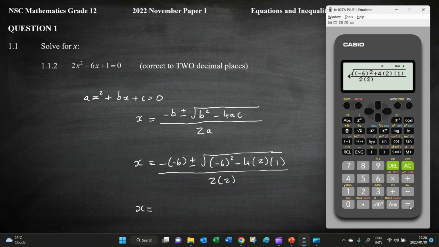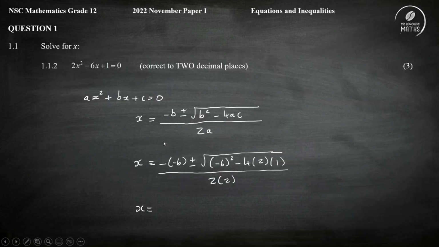Right, once all those numbers are entered in correctly, then all we have to do is press the equal sign for the first of our 2 answers, change it from standard to decimal form, and write our answer down correct to 2 decimal places. So that would be 3,16.